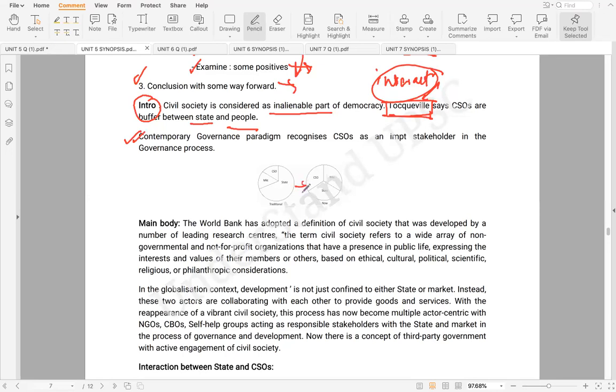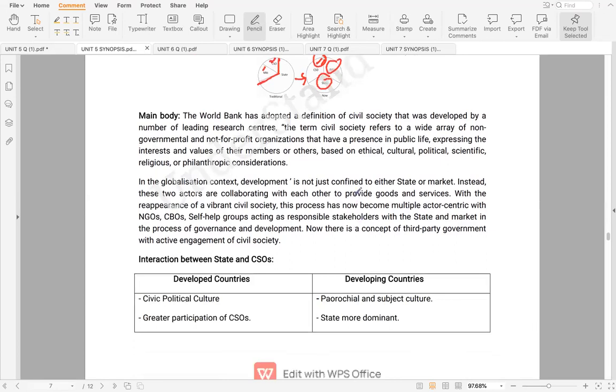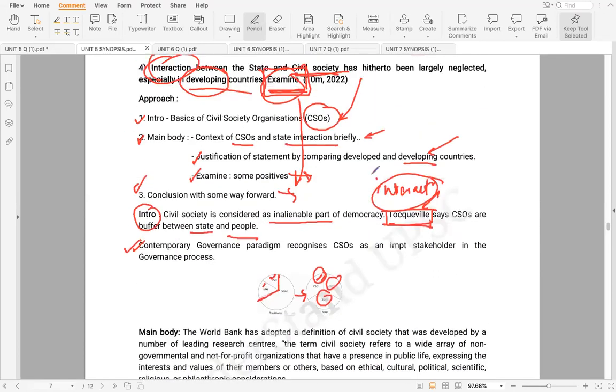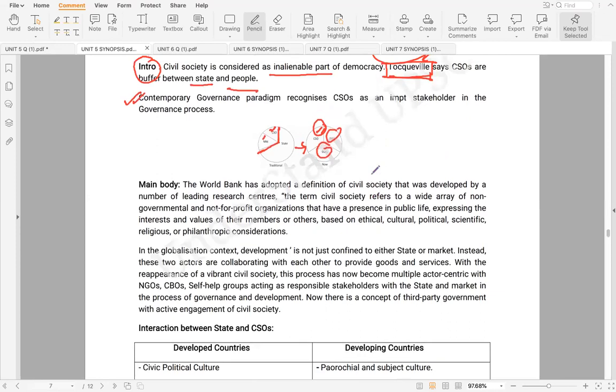You can also try to draw a diagram wherein traditionally we talked about how the role of the state was much bigger than market and CSOs. However, today CSOs enjoy an equal space as market and state, right? In the main body, we'll start talking about CSOs and how we feel that it's been neglected in developed countries versus developing countries.